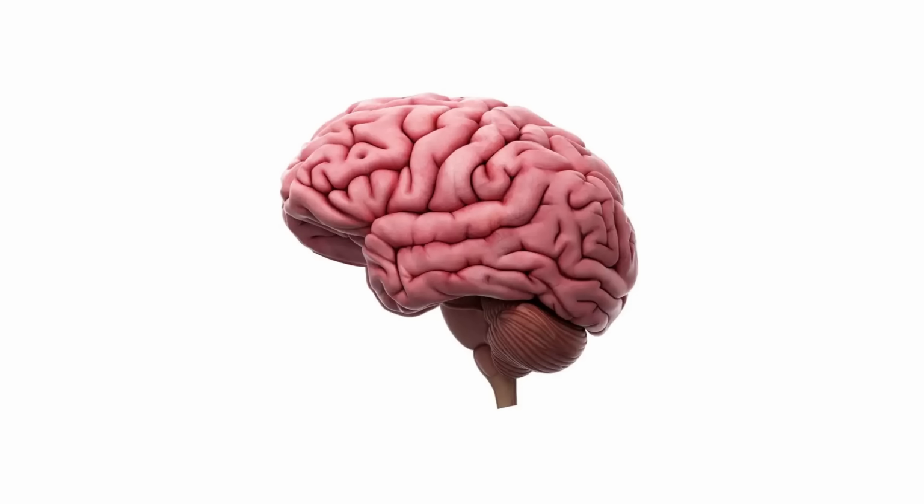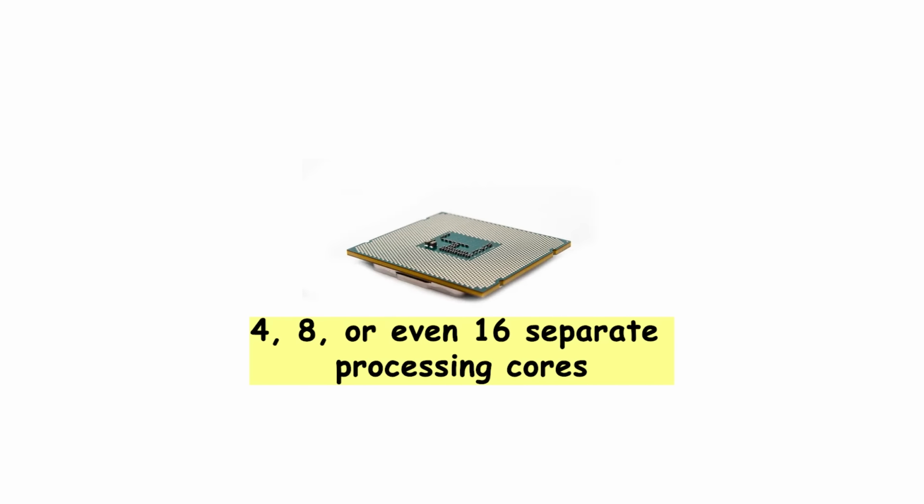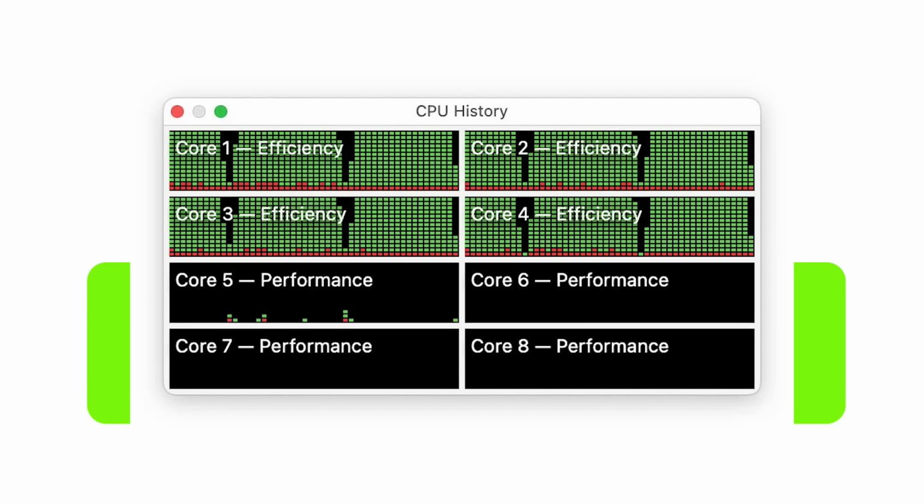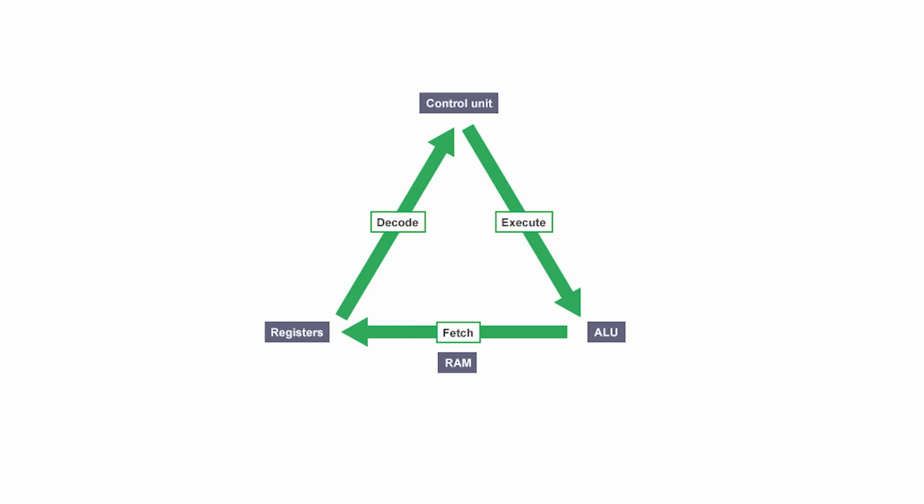Then there are multiple cores. Instead of one brain doing all the work, modern CPUs have 4, 8, or even 16 separate processing cores. The M1 chip has 8 cores total, with 4 high-performance cores for heavy tasks and 4 energy-efficient cores for background tasks. Each core runs its own fetch, decode, execute cycle independently.